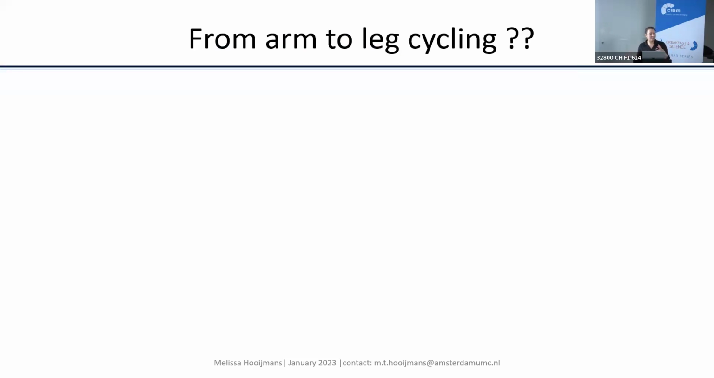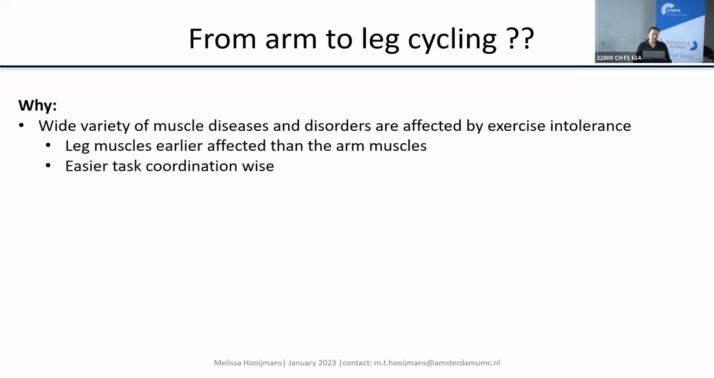So the question is, why would you like to move towards leg cycling? Now, we know that in addition to aging, also a wide variety of other diseases and muscle disorders are affected by exercise intolerance, but primarily the leg muscles are affected earlier than the arm muscles. And performing arm cycling exercise appeared to be really difficult for our elderly participants. The coordination of leg cycling seemed to be easier for participants than the arm cycling experiment.